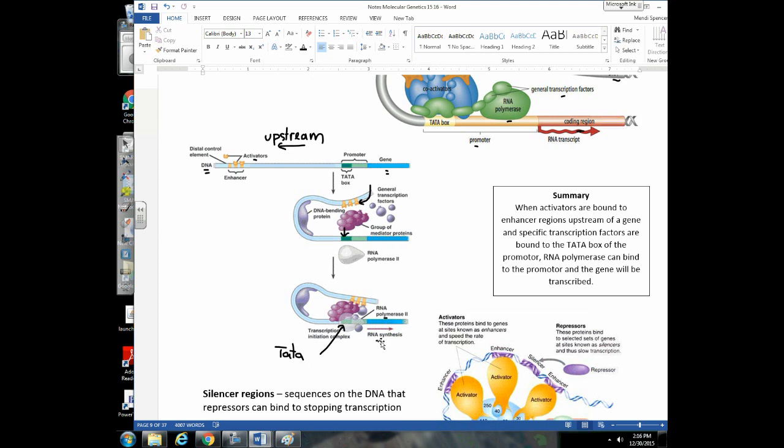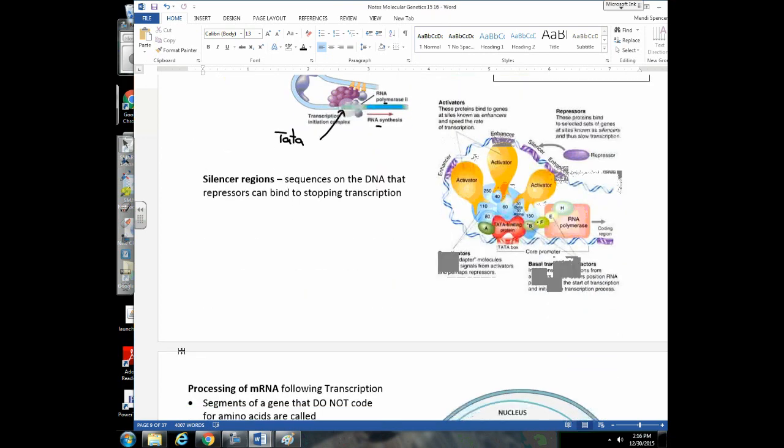So in this box, I've summarized what you should be able to explain to me about how transcription is initiated in cells. Now let's talk a little bit about the silencer regions, because I haven't talked much about them, but we did draw one in. Cells can also receive signals to shut off genes. Again, we're talking about gene regulation, how genes are turned on and turned off. So when a cell receives a signal to turn off a gene, it activates proteins in the cytoplasm that are called repressors.